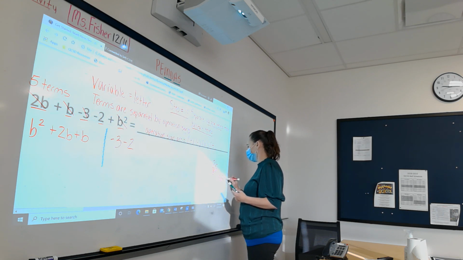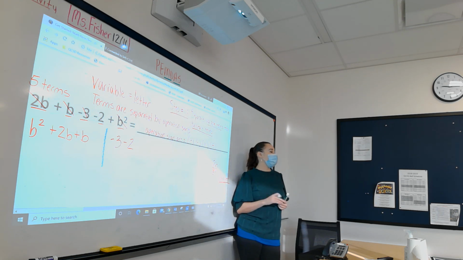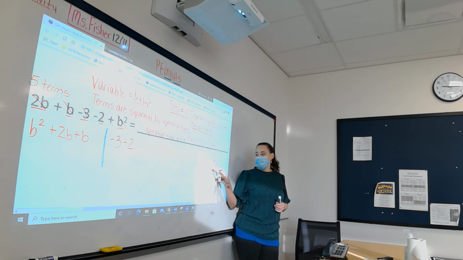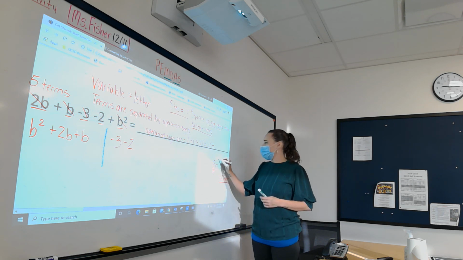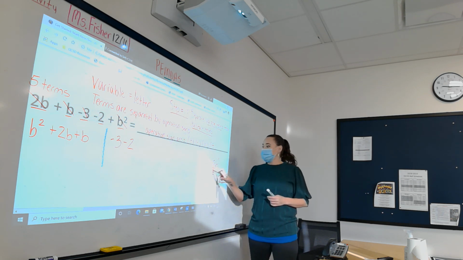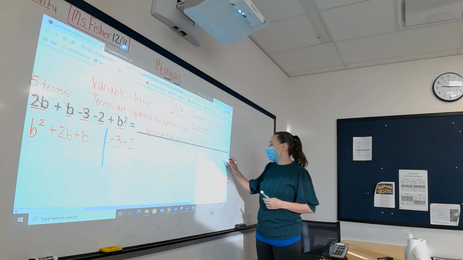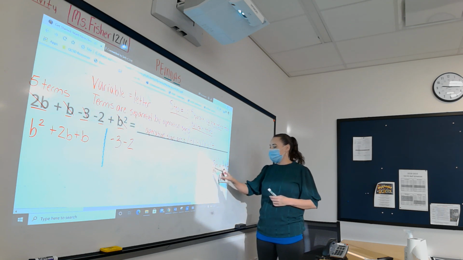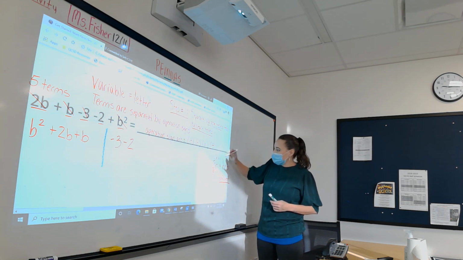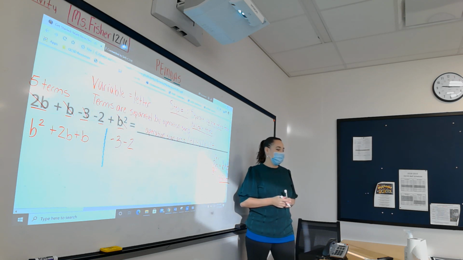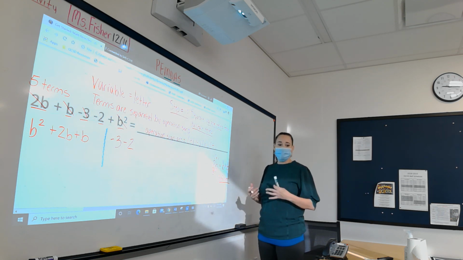Okay? A number in front of a variable is called a coefficient. What does that coefficient tell you? It simply tells me I have two b's. The b is still to the first power, okay? So this is the same thing as saying b plus b. This coefficient is telling me how many b's I have, okay? How many b's I have.